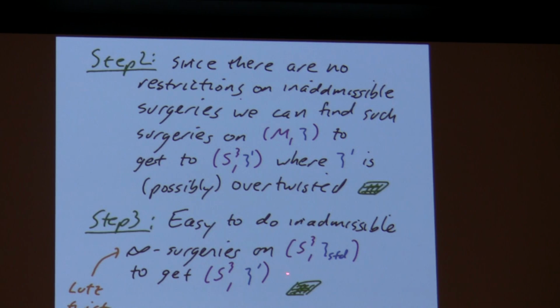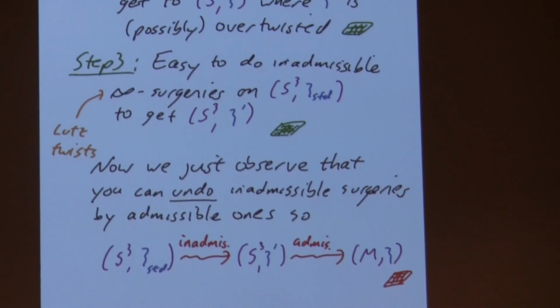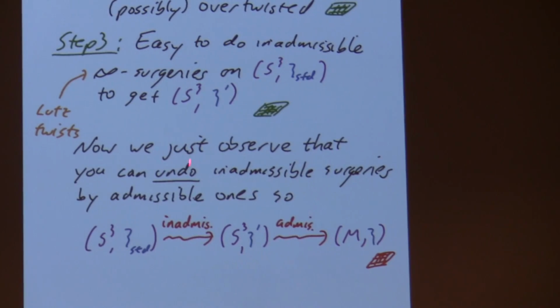Because it's a very, very simple exercise to see that you can get from the standard contact structure on S3 to any overtwisted structure on S3 by a sequence of Lutz twists, which are essentially infinity surgery. So you remove a torus and glue back in the same torus without doing anything to the meridian, but you make the contact planes twist more. OK? Well, now you just have to observe that inadmissible surgeries undo admissible, and admissible undo inadmissible surgeries. So we can reverse the process.